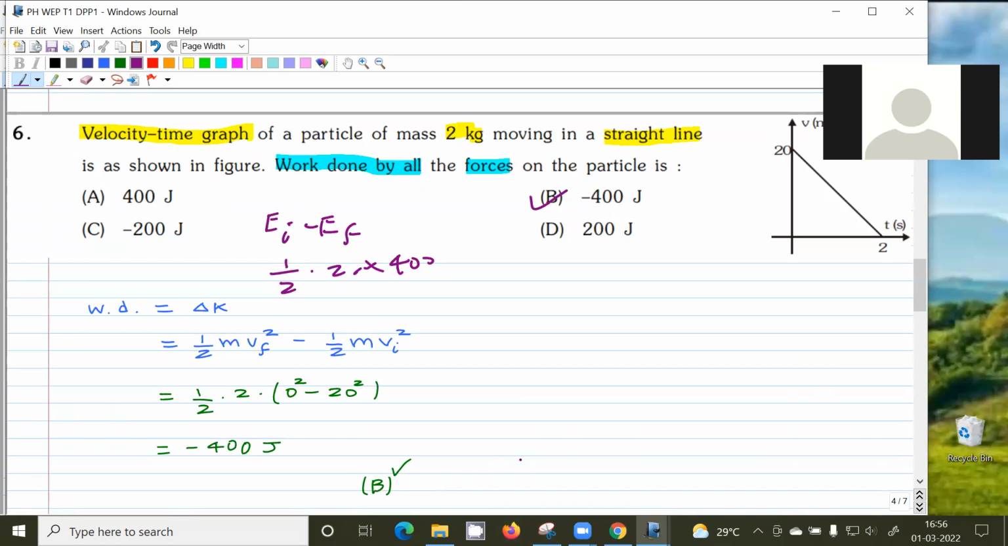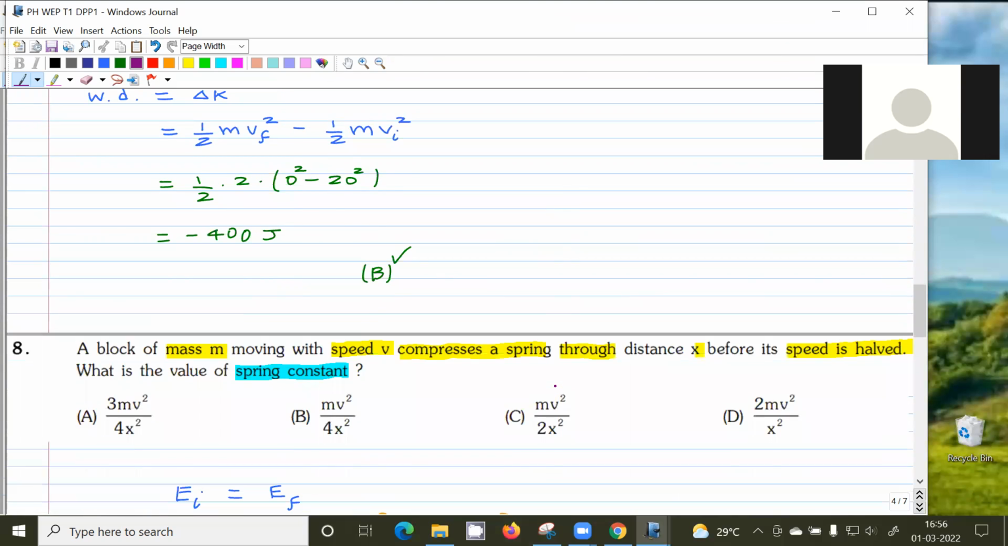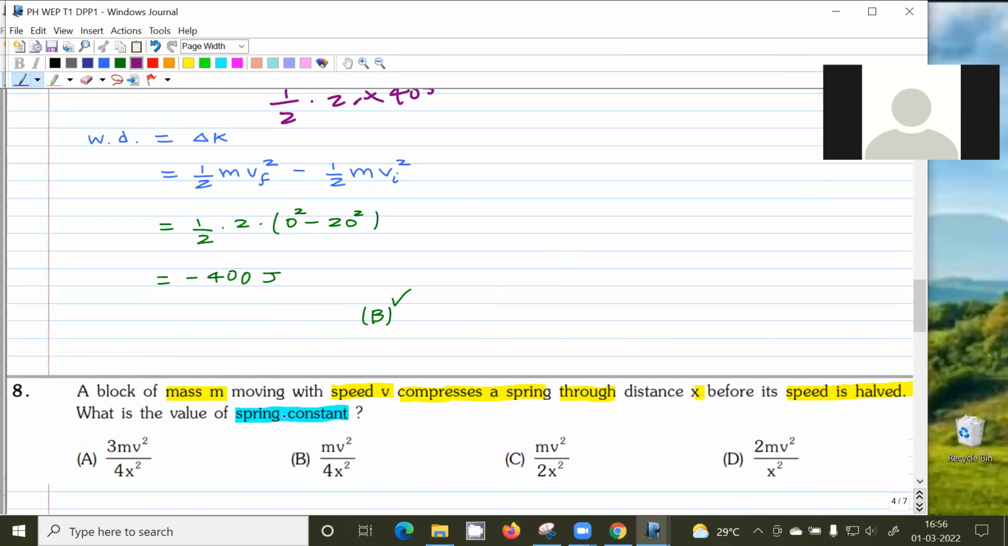Is it clear? Yes, sir. Okay, this one: a drop of mass m, its speed, compresses a spring to a distance x. The speed is half. What is the value of the spring constant? This also reduces to energy conservation.